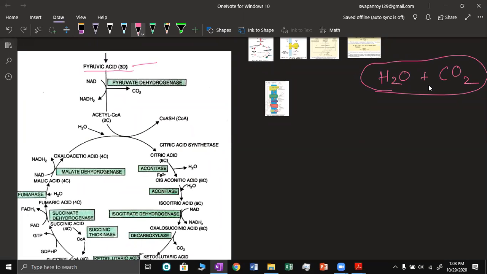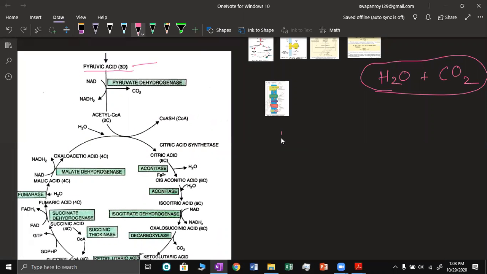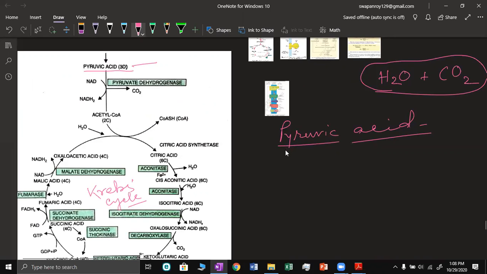You can see the steps here. Actually, the pyruvic acid which is produced at the end of glycolysis is not directly entered into the Krebs cycle. This one is the Krebs cycle. Not directly, but what happens? This pyruvic acid is converted into a compound called acetyl coenzyme A.